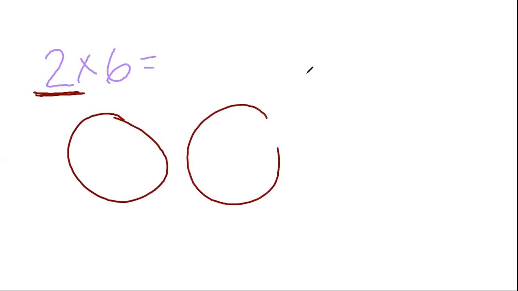Regardless of how we do it, we always need to make sure that our groups are equal. So our circles or our arrays, however you decide to do it, are equal. If I have 2 times 6, I look at my equation and I start with saying, how many groups do I need? I need 2 groups, 1, 2. And look at our other factor, it's a 6. That tells me how many counters I need to put in each group. So group 1 is going to get 6 counters. Group 2 is also going to get 6 counters.